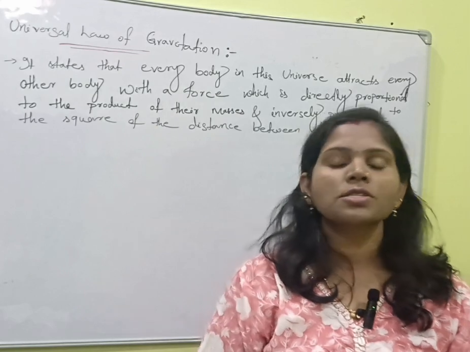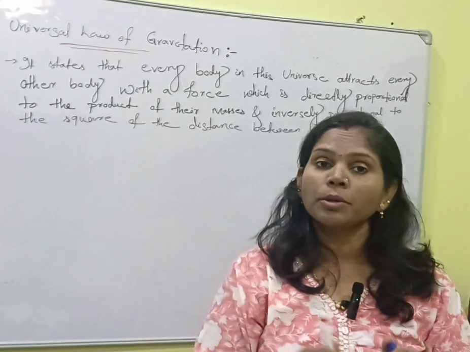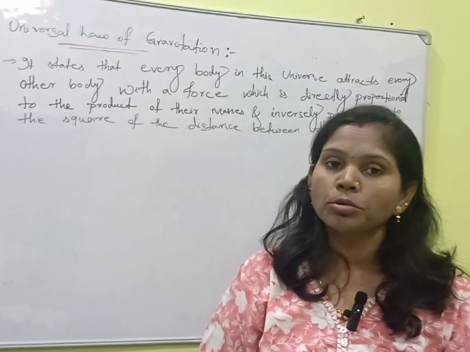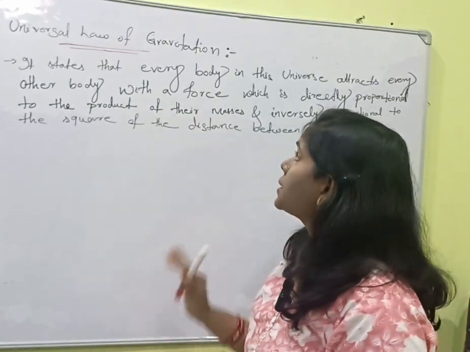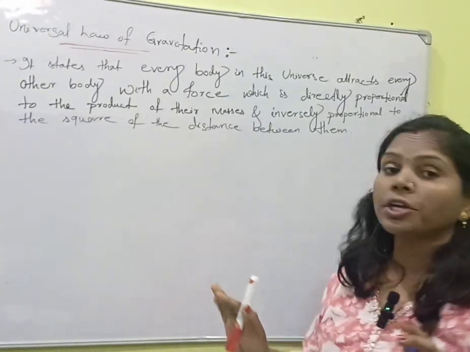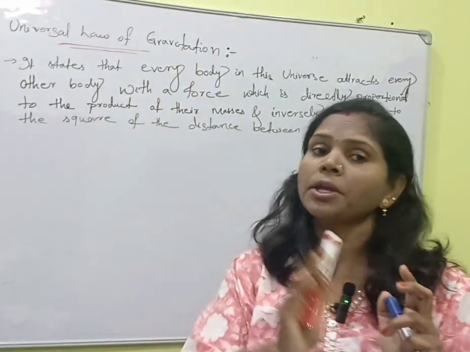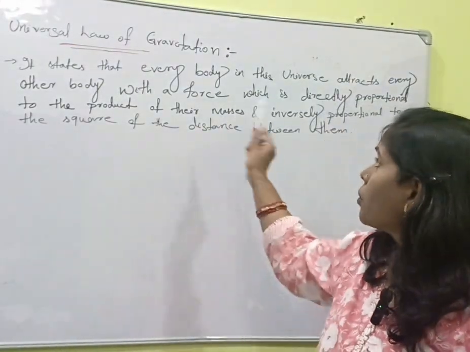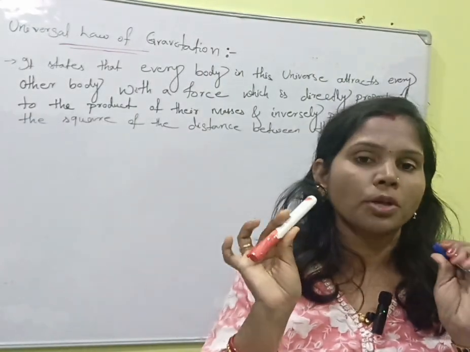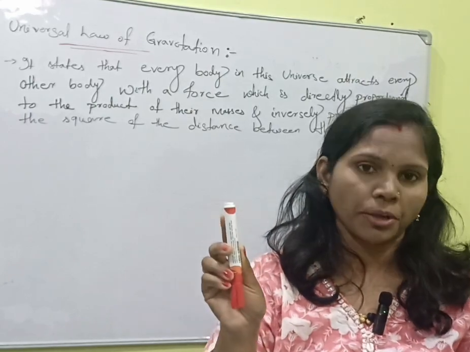And Newton not only gave the statement, he also gave a mathematical expression for the universal law of gravitation. It states that every body in this universe is attracted to every other body, and the force of attraction is directly proportional to the product of the masses and inversely proportional to the square of the distance between the two bodies.